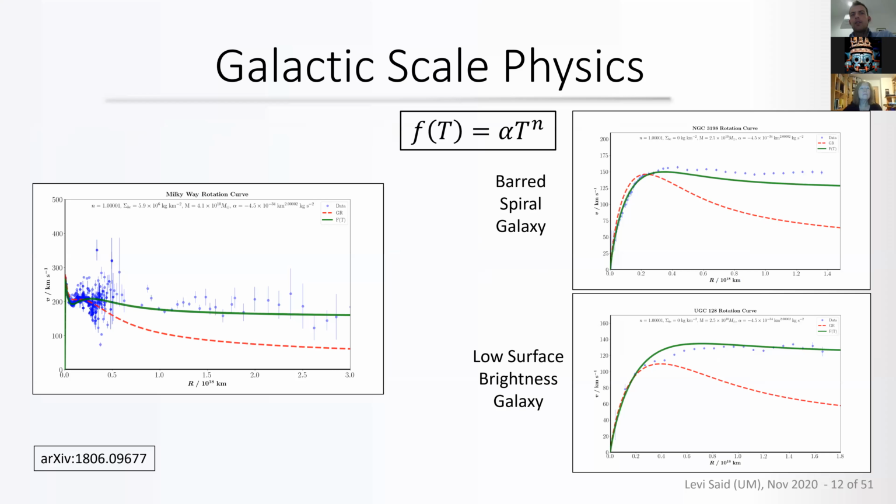On the left-hand side, we can see the Milky Way. In that case, if we're looking at GR without dark matter, in red, it doesn't work. We need dark matter to make GR work, hence lambda CDM. However, for f(T), for certain parameters, it does seem to work in a certain sense. But again, these are very preliminary studies. On the right-hand side, we have some other examples of different kinds of galaxies that have this characteristic. So galaxies, it seems, may not be so bad either.